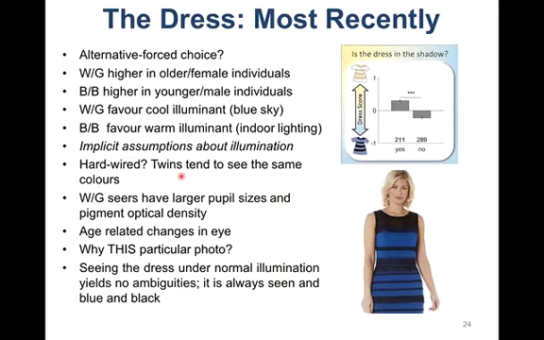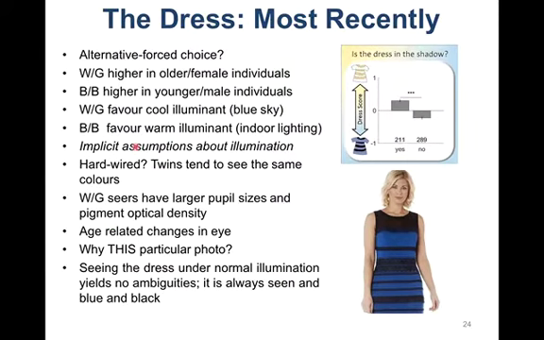It's implicit assumptions about illumination. That's most important. Is there some hard wiring? Well, twins tend to see the same colors, so there may be some underlying genetic component. And for individuals who see white and gold, one study measured the pupil sizes and the optical pigment levels. And so physical or anatomical differences in the eyes may account for the amount of light entering the eye, how light acts within the eye if pigment is involved, and therefore might influence the implicit assumptions that are made.